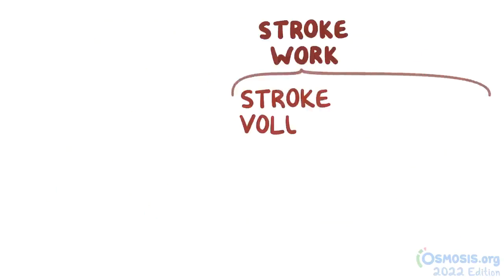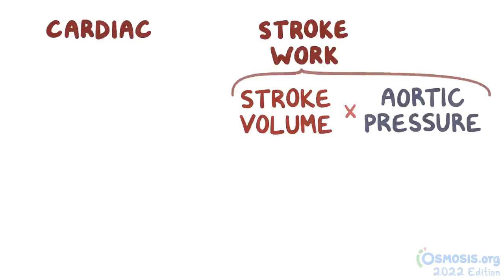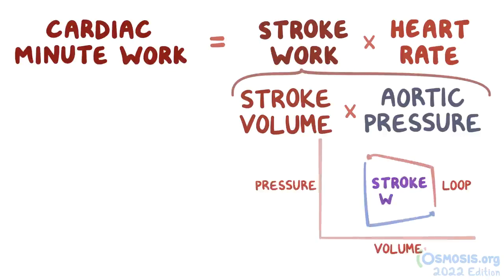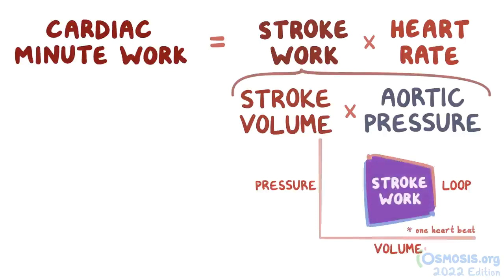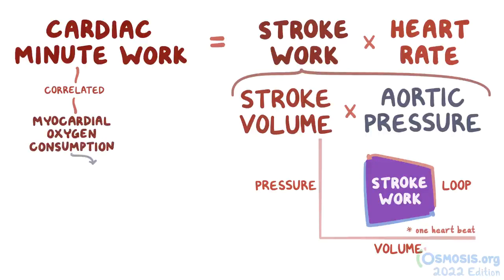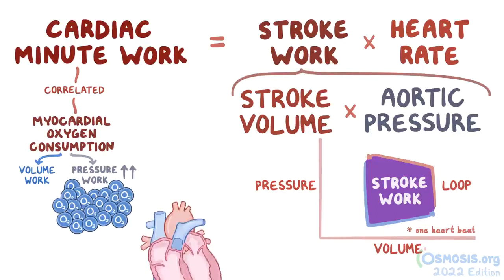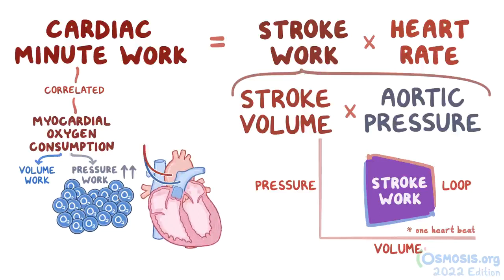Alright, as a quick recap, stroke work is defined as stroke volume times mean aortic pressure, and cardiac minute work is stroke work times heart rate. Stroke work is best represented by a pressure volume loop, and stroke work during one heartbeat is proportional to the area inside the loop. Cardiac minute work is directly correlated to myocardial oxygen consumption and can be divided into pressure work and volume work. Pressure work uses much more oxygen than volume work. In some conditions that increase ventricle pressure work, like systemic or pulmonary hypertension, the ventricles adapt by thickening their walls.